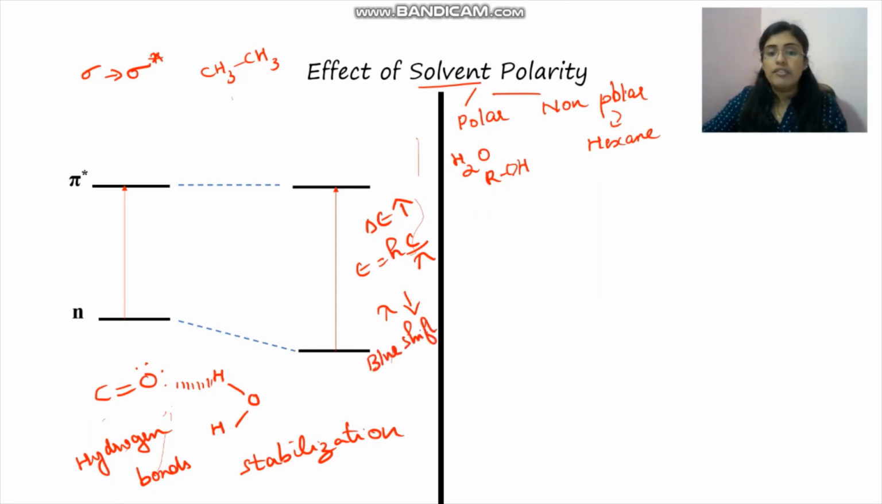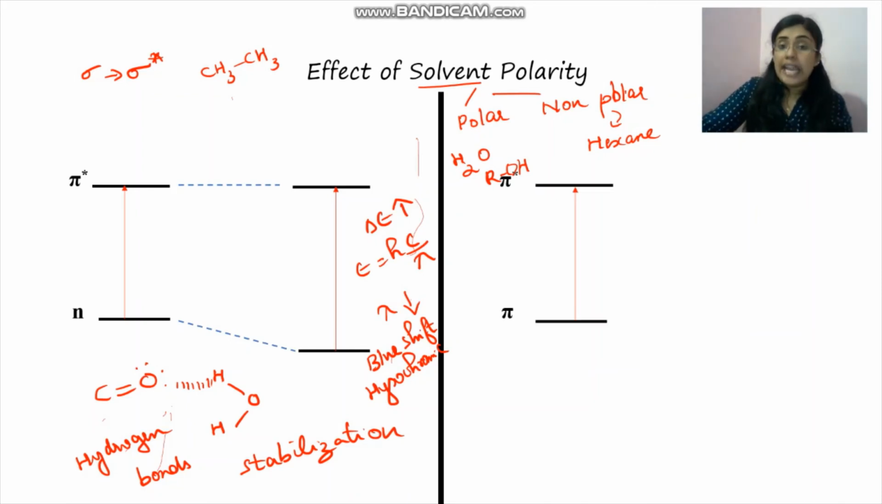And a blue shift is also known as hypsochromic shift. This is a hypsochromic shift. That is what happens in n to pi star transition. With the increase in solvent polarity, we get a blue shift. Next, we have the case of pi to pi star transitions.